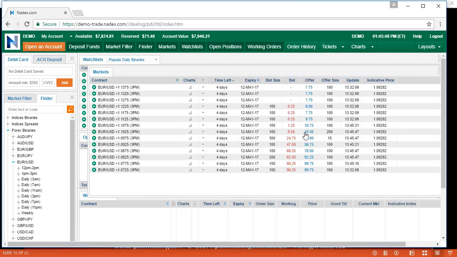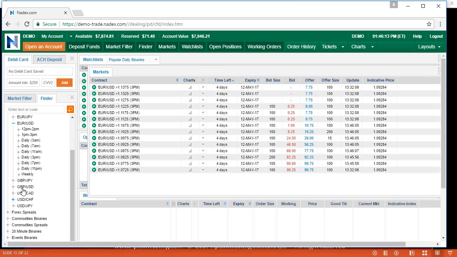If I was to buy this for 19, remember these are 50 pips wide. If I was to buy this for 19, the market moved 50 pips, I could sell it for 24. Make like $5, right? Everybody see that? 50 ticks, I'd make $5 on that particular one, right?